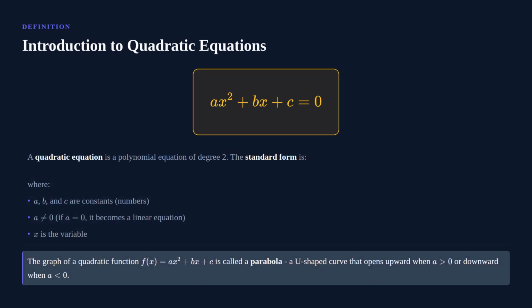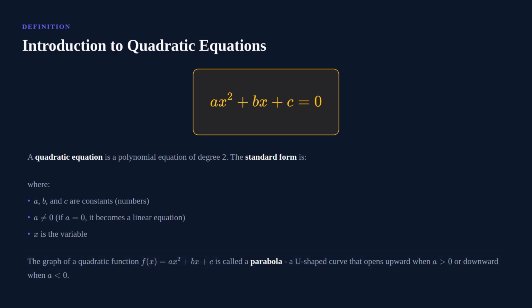x is the variable. The graph of a quadratic function f of x equals ax squared plus bx plus c is called a parabola, a U-shaped curve that opens upward when a is greater than 0 or downward when a is less than 0. Why does this matter?